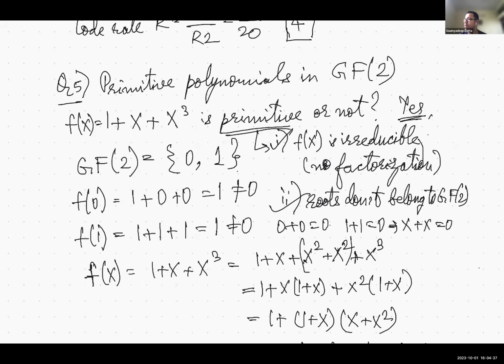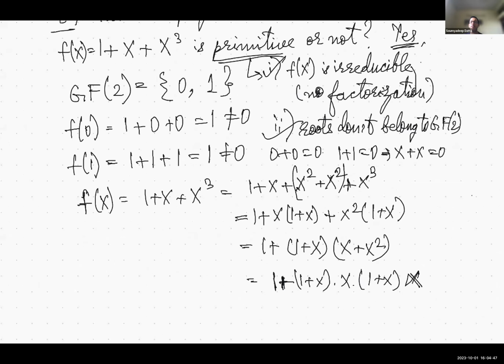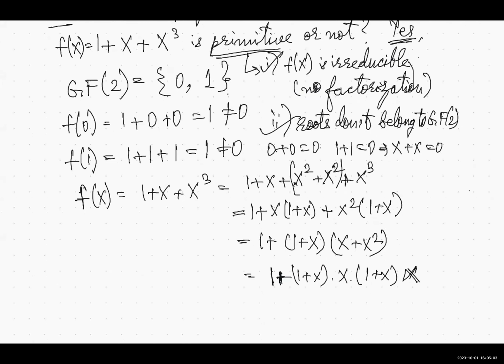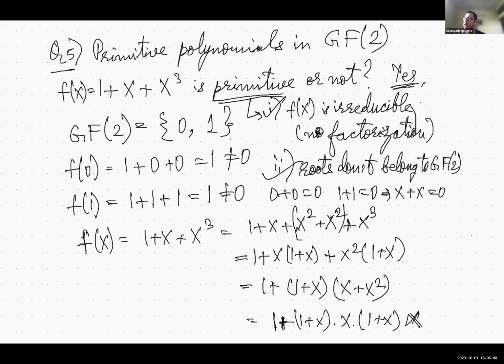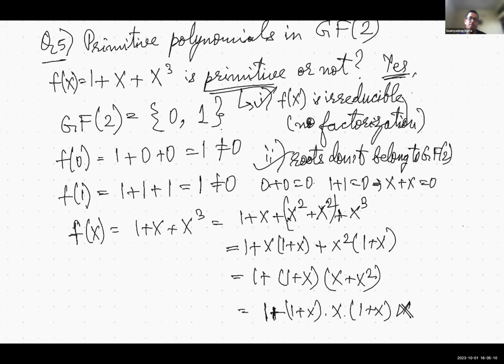Does this make sense? If you're not able to break it into further factors, it means that it is itself a primitive polynomial. Like prime numbers, which cannot be factorized any further, it's the same kind of logic. Is it clear now? Yes, sir. So since it is not factorizable, it is not primitive, no? No, since it is not factorizable, that is why it is primitive.